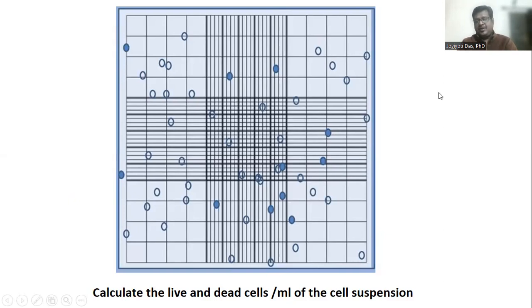So just for the sake of understanding, you can pause the video for a while and you can calculate the number of live cells and dead cells per ml of the cell suspension by looking at this diagram.